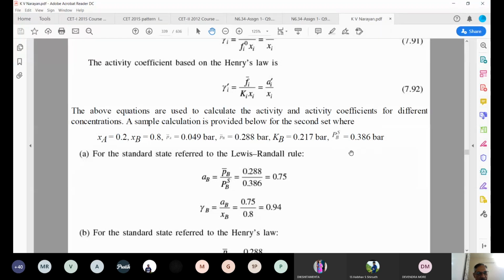for chloroform. Right? So if you take the Lewis-Randall rule, the activity is PB bar by PBS. PB bar is 0.288, PBS is 0.386, and you get 0.75. And the activity coefficient is activity upon XB, so 0.75 by XB. XA is 0.2, so XB is 0.8. So we get 0.94 as gamma B. समझ में आया ये? सिंपल है, सिंपल सब्स्टिट्यूशन है इक्वेशन में.